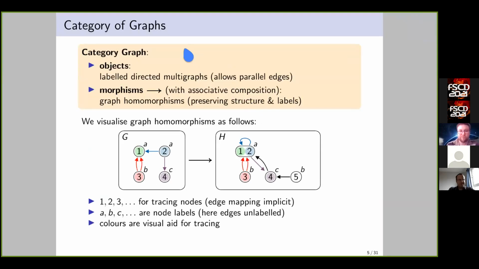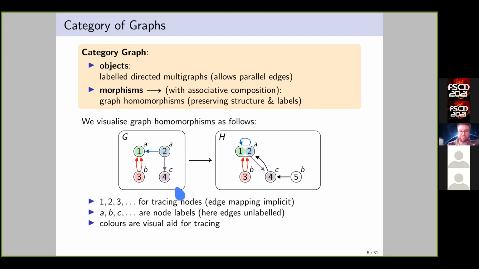A category consists of objects, and we have morphisms, arrows between these objects. In the category of graphs, the objects are labeled directed multigraphs. This means that we can have parallel edges with the same label between two nodes. The morphisms in the category can always be composed, and composition is associative. The morphisms in this category are graph homomorphisms. So we have structure preserving maps, and we also require that these graph homomorphisms preserve the label if the edges or the nodes are labeled.